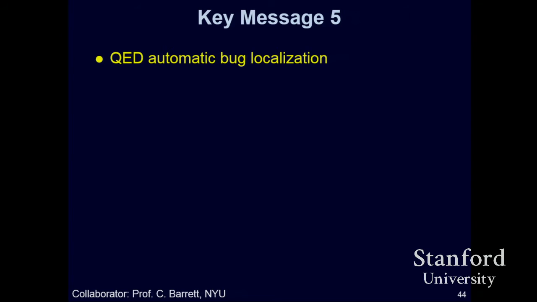Well, that's where the symbolic QED technique that Clark is going to talk about comes in. So the question really is, now that we have reduced the error detection latencies and improved coverage, how do we really go from months to overnight automatically? Which means that once I have detected the bug very quickly, I should be able to localize the bug automatically without designer intervention.